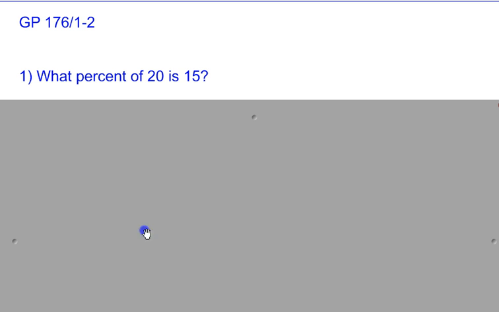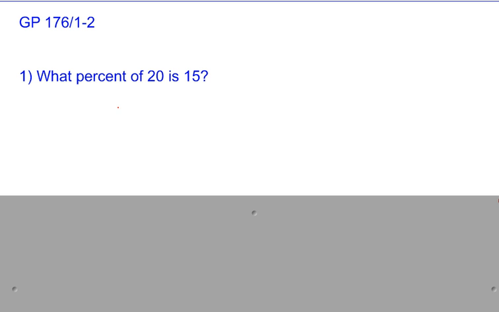Let's have a volunteer. Who would like to, on the board? Okay, so set up your proportion. Go ahead. Can you just set up the proportion first, like put the fraction marks? Fraction equals fraction.